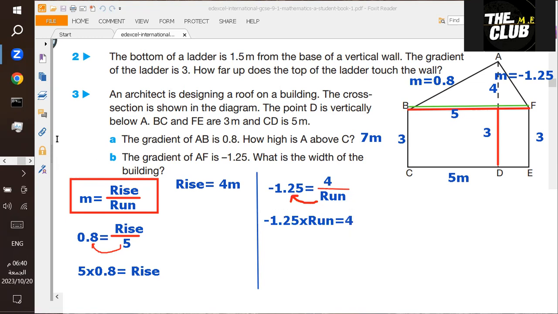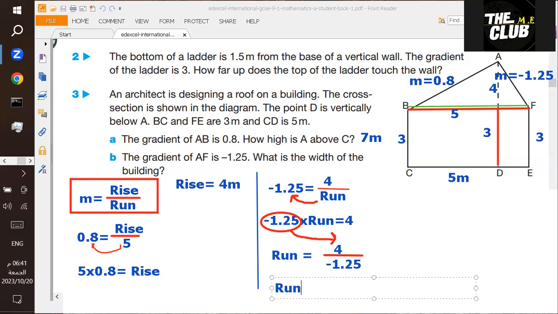Okay. Then in the next step, follow the steps one after another, we take the 1.25. Since it's multiplied, we move it to the other side by dividing. So I'm going to take it to this side by dividing. So run equals 4 divided by negative 1.25. Good. Follow the steps and you'll do well. So I have run equals 4 divided by 1.25.